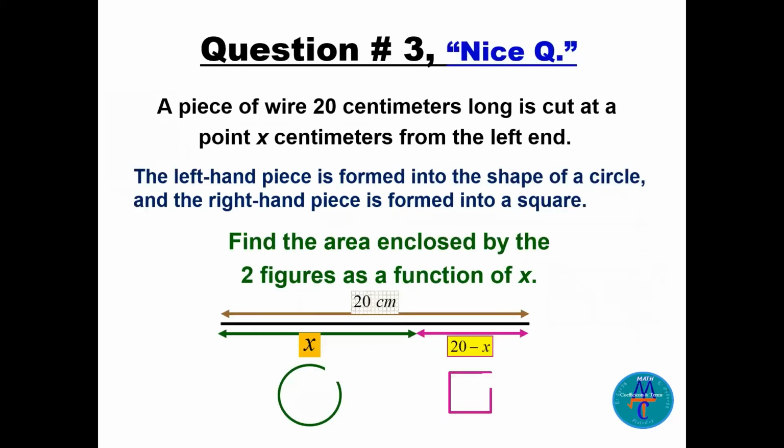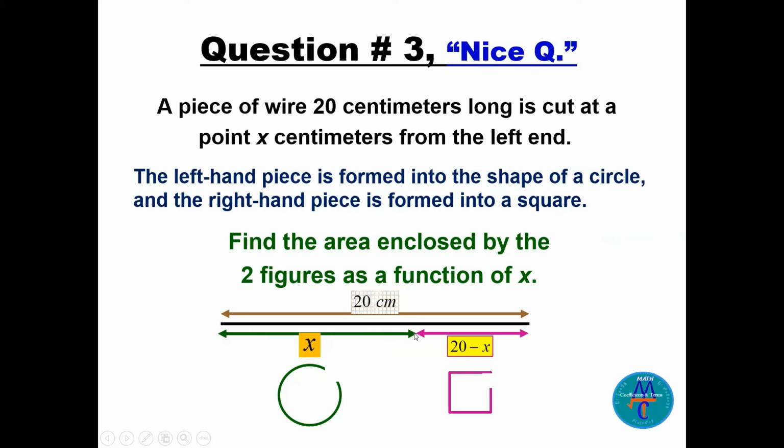Let's see question number 3, which is a really nice question. It's more difficult than questions 1 and 2. We have a piece of wire, 20 centimeters. See this brown one here? This piece of wire, 20 centimeters long, is cut at the point X here.